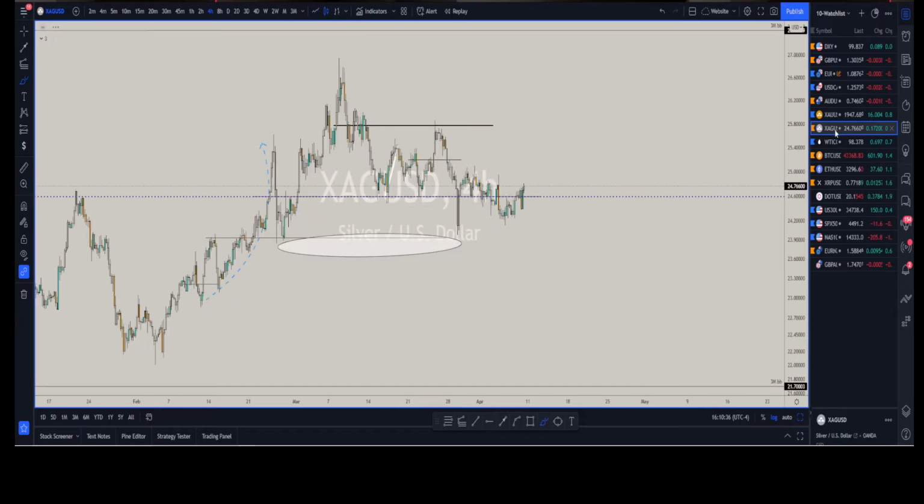Silver, the same thing. We would be looking for continuation of this, especially these kind of candles that were formed. So we're looking for a retest of this area.